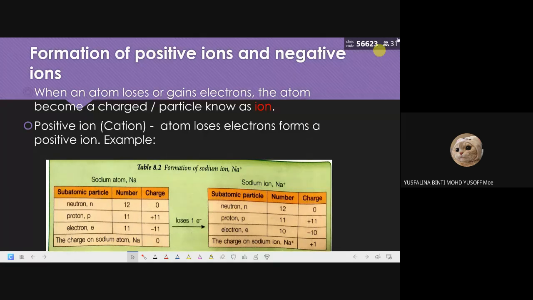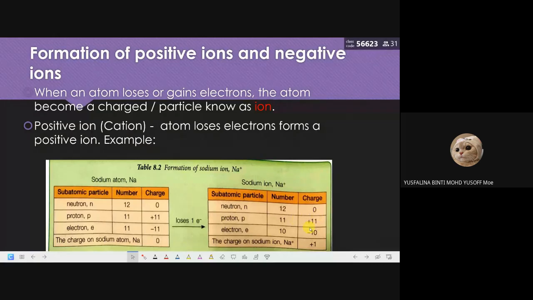So this is the example. This is the number of neutrons, and neutrons have no charge, so zero here. The proton is positive 11 because protons have a positive charge, while electrons have a negative charge, so negative 11 here. So when you lose one electron, the number of electrons will decrease to 10, so the charge also becomes negative 10.